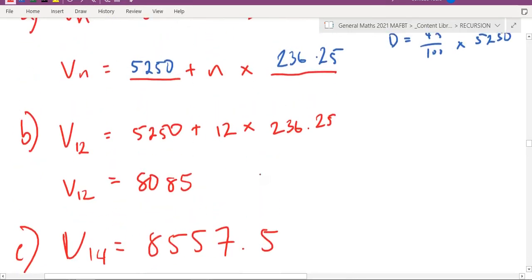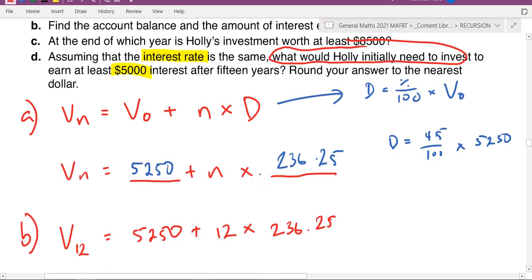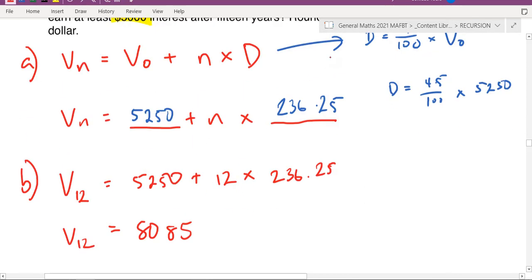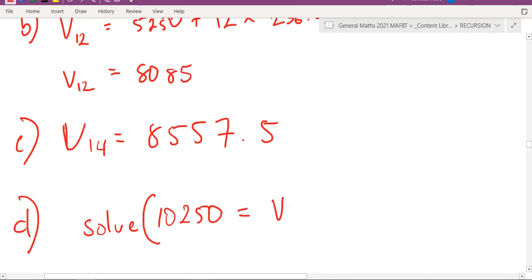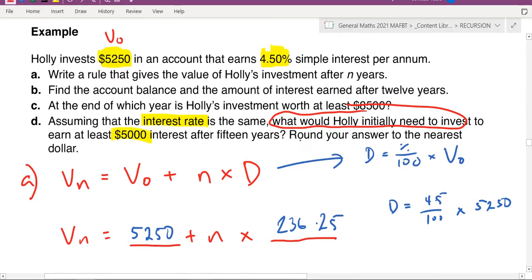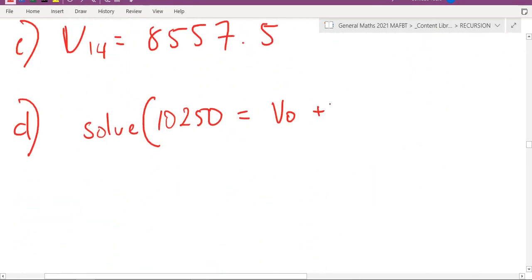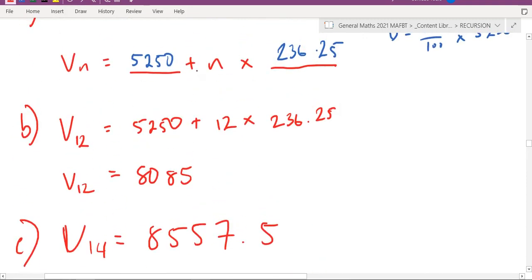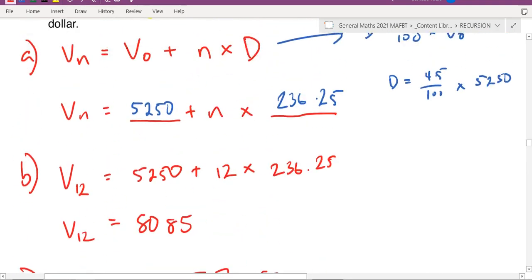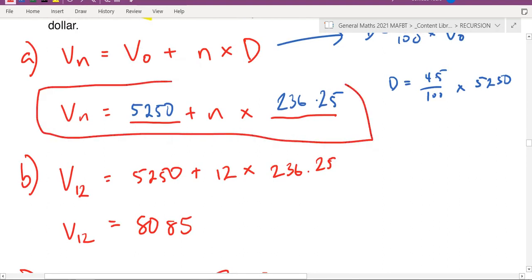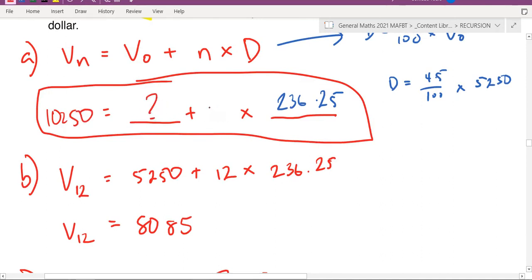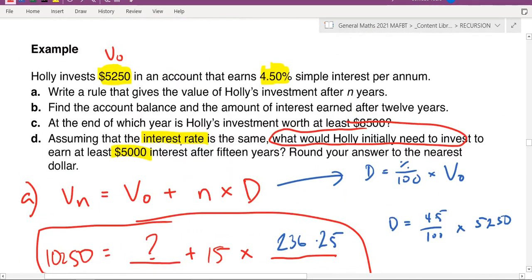10,250 equals. Now we don't know what V0 is because that's what it's asking us. So what would she need to invest? So 10,250 equals V0 plus. Read the question. It says here the interest is going to stay the same. That means this will not change. But looking at my formula here, I'm basing it off this formula, but all I'm changing is this to 10,250. I'm trying to figure out what this is. I know that this is going to be 15 based on what the information is here.